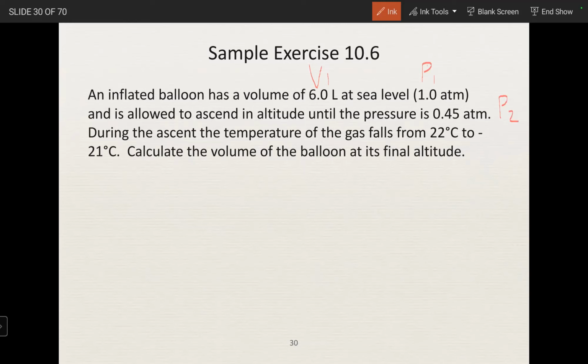And then with the temperature during the ascent, it goes from 22 degrees C. So I'll do it over here since we're going to have it in Kelvin anyway. T1 is going to be 273 plus 22. So that'll be 295.15. T2 is going to be that negative 21. So the negative sign just got displaced there. It's on the top line where the number's on the bottom. But it'd be 273.15 minus 21. So that'll be 252.15.